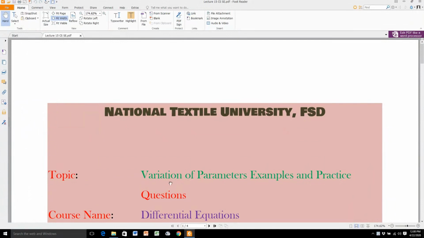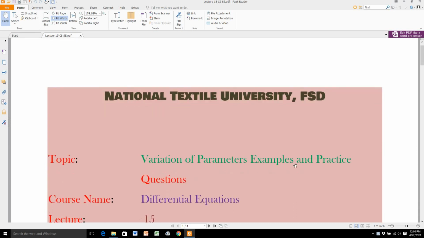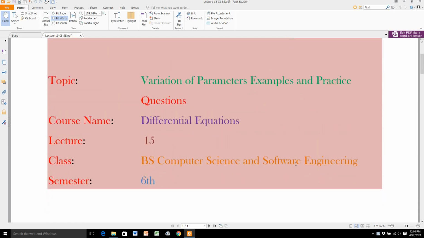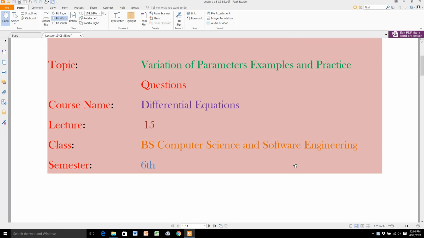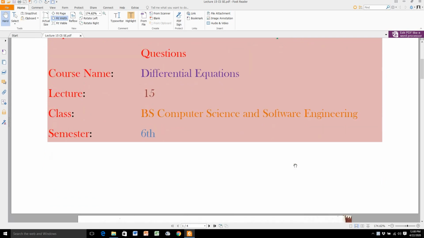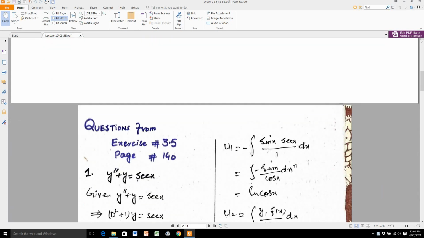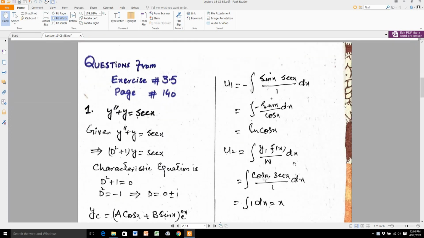Now our topic is variation of parameters, and now we are solving some questions from the exercise. Before this, we are solving examples relating to our topic variation of parameters. This is our lecture number 15. So you see here questions from exercise number 3.5, and its page is 140.